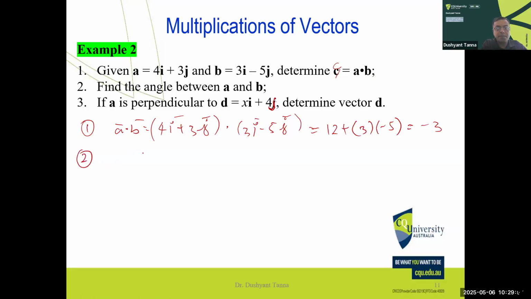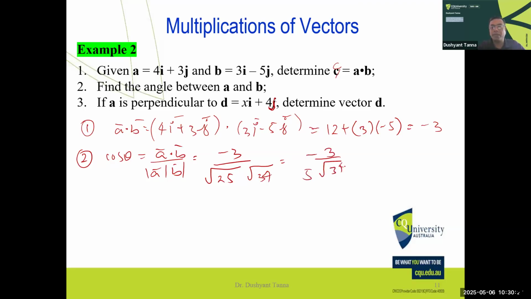Cos theta is A dot B divided by mod A mod B. A dot B is minus 3. This one is square root of 25, 16 plus 9. And this one is square root of 34, 9 plus 25. That's it. Minus 3 over 5 square root 34. Right? That's your cos theta, but we want the angle. So we want theta, which implies theta is equal to arc cos or cos inverse of this.